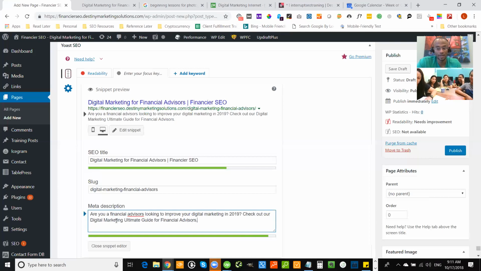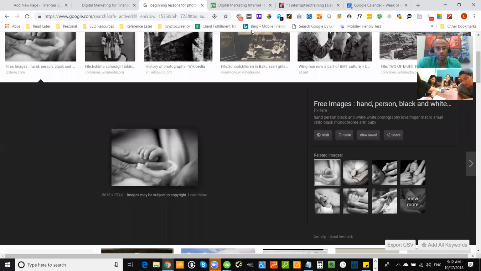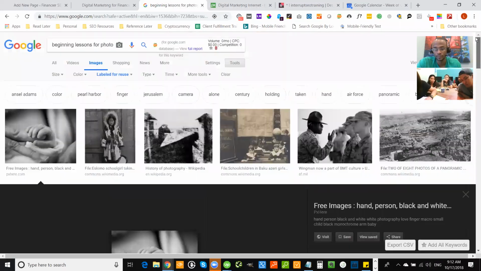I'll probably go back in here and add the year and maybe add some more power words too. So maybe, are you a desperate financial advisor or something like that? But you can see here, once I added it, it made the meta description too long. So you kind of have to play around with it to make sure that you're using the things we went over, the best practices and some of the secret sauce, but you also include it in the right length. Because if it's too long, you'll see what happened here.